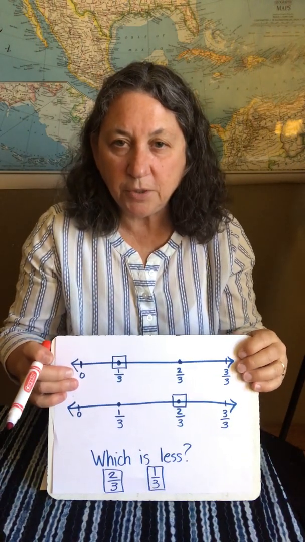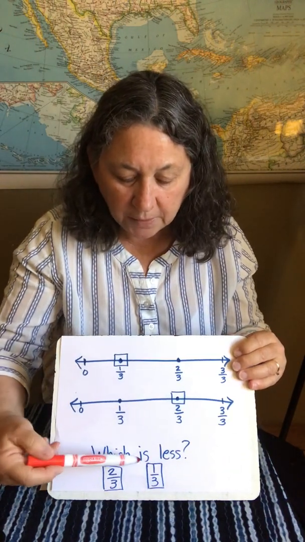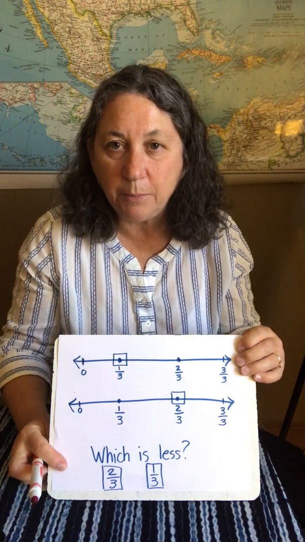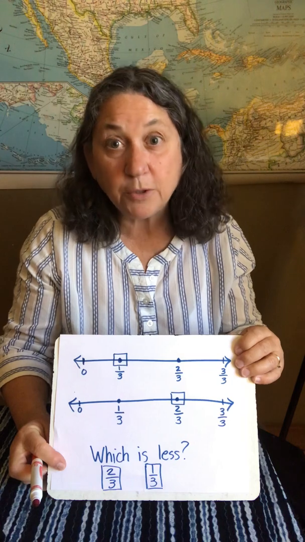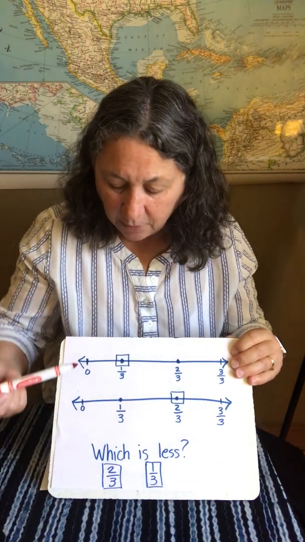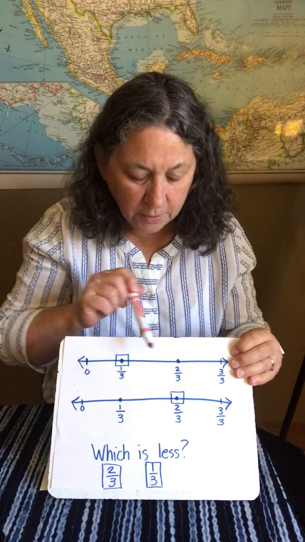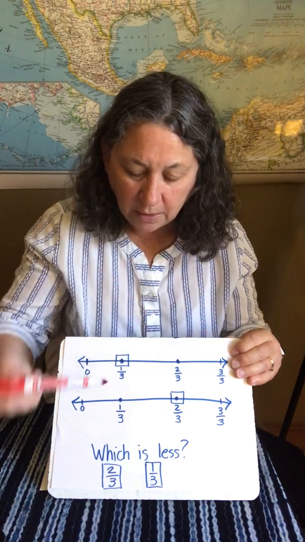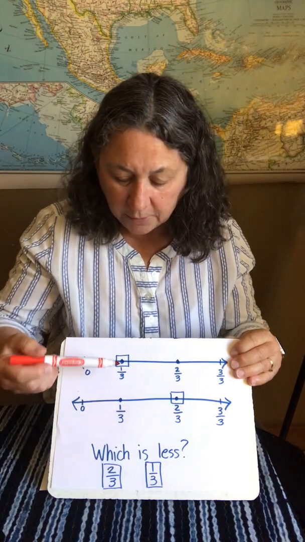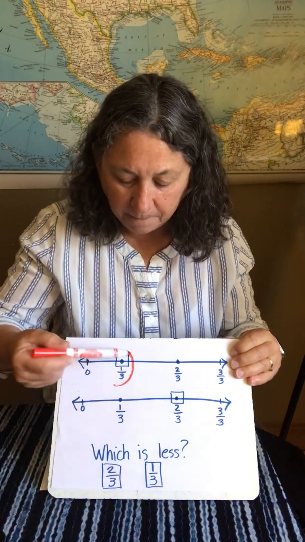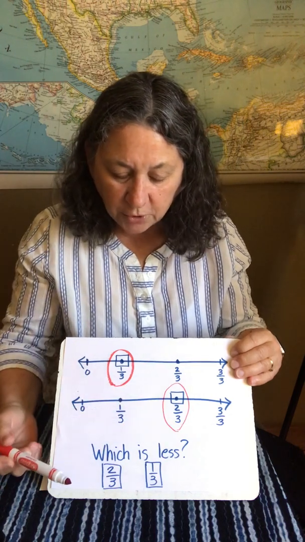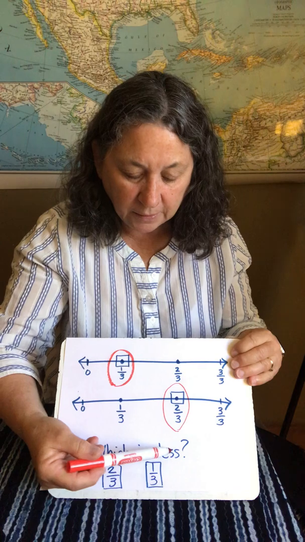Notice that the directions changed. Which is less? That's where I messed up because I didn't read carefully and I picked the one that was more. So make sure that you're reading the directions. Which is less? So here on the line we have 1/3, 2/3, 3/3. And here is 1/3, and here is 2/3. And the question is, which is less?